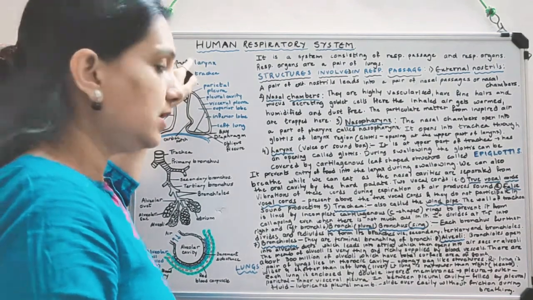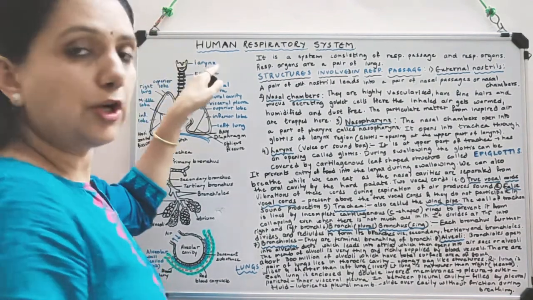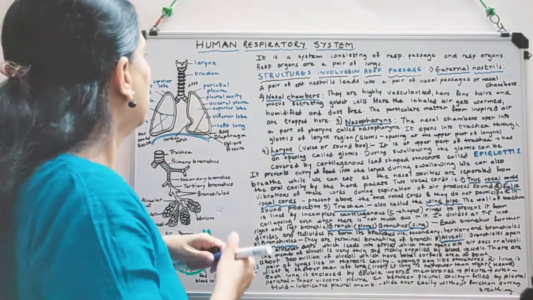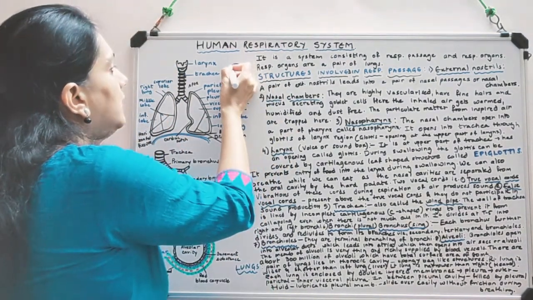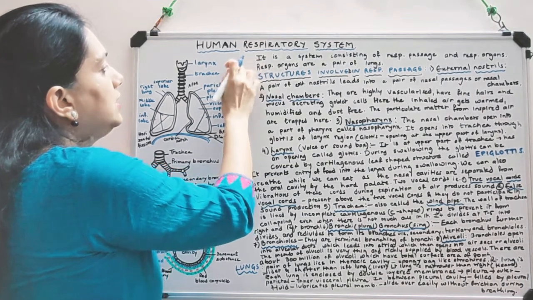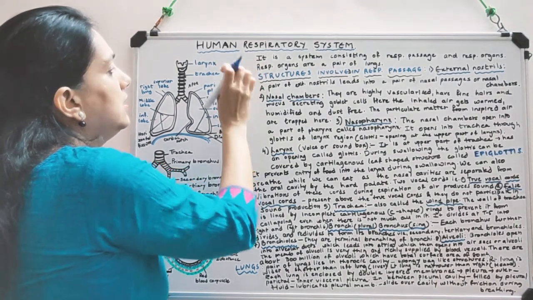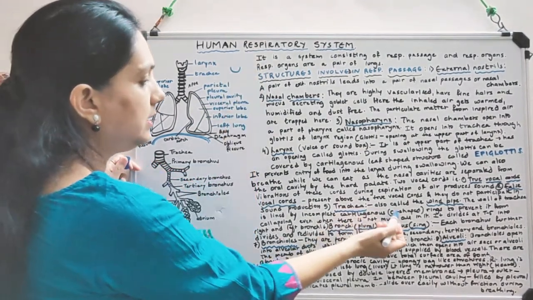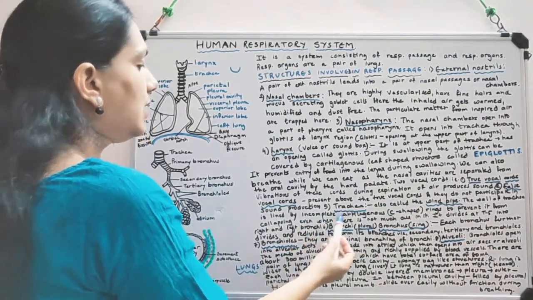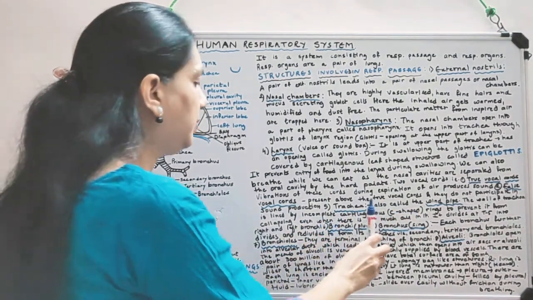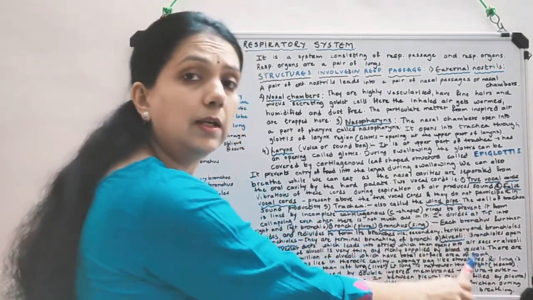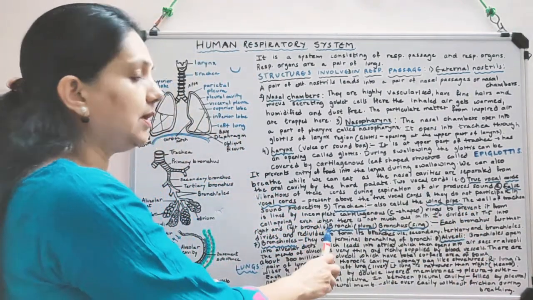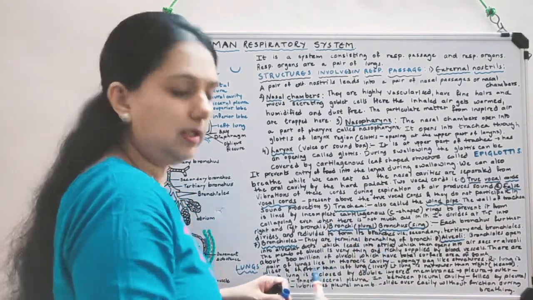So these are incomplete cartilaginous rings, and what is the shape? They are C-shaped. They are not complete rings, they are incomplete rings. If it were a ring, it would be complete. And what is incomplete? This is incomplete. And so it is C-shaped. So these are lined by incomplete cartilaginous rings to prevent it from collapsing when there is little air in it.